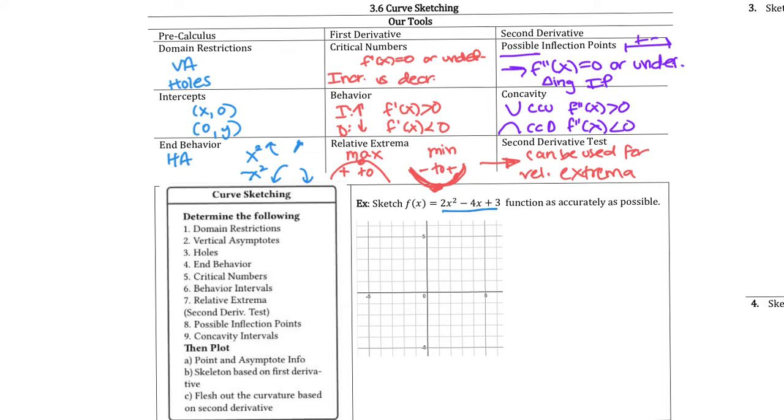So we know this is a quadratic function, which means we know that its end behavior, since that first term is positive, is that it's going to go to infinity. There are no domain restrictions because we can plug in any x value that we want. There are no horizontal or vertical asymptotes. So really, not a lot of information that we're being given from our pre-calc knowledge.